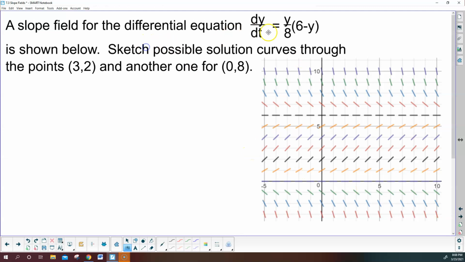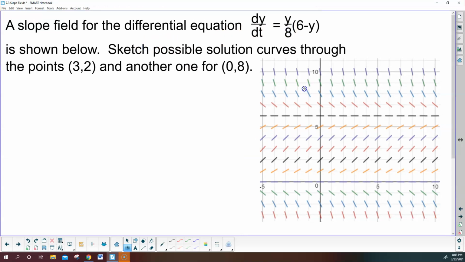Anyways, all right, sometimes you're given a lot of information, right? So here's the function for the differential equation. They show the slope field, that was given. All they want us to do is sketch possible solution curves. So this is just getting used to the fact that we're not just connecting dots, right?